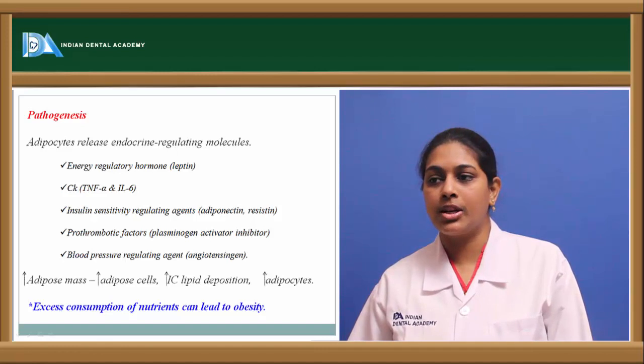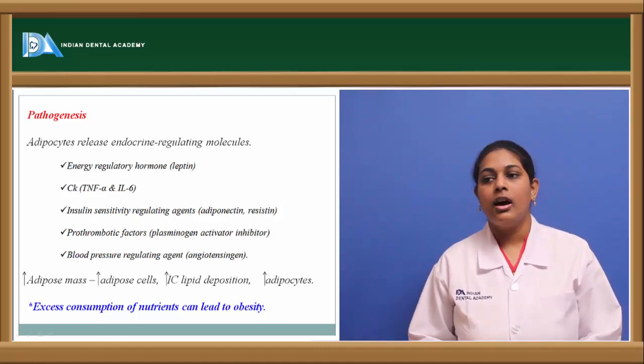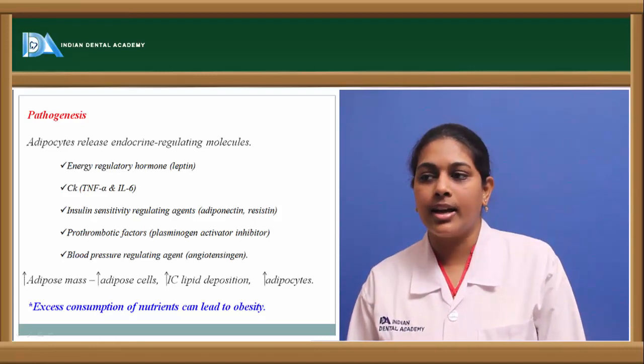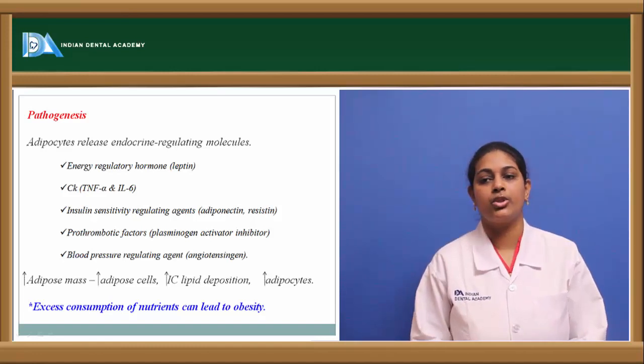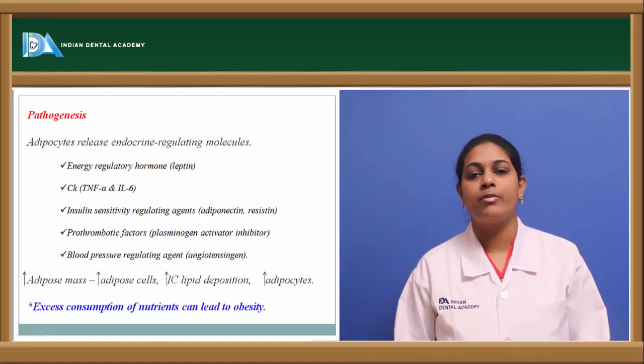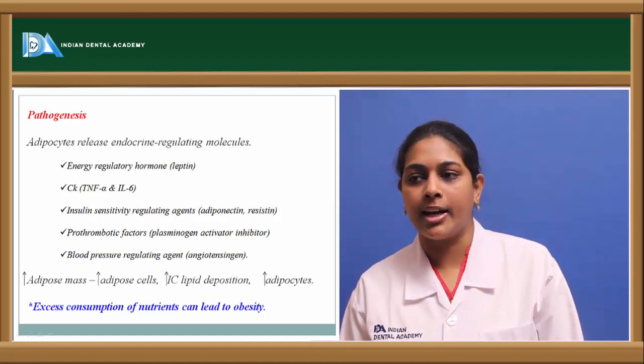Next are the insulin sensitivity regulating agents, adiponectin and resistin, and the prothrombotic factors, which are the plasminogen activator inhibitor, and the blood pressure regulating agent, angiotensinogen. So these are certain factors which are released by the adipocytes as endocrine regulators.